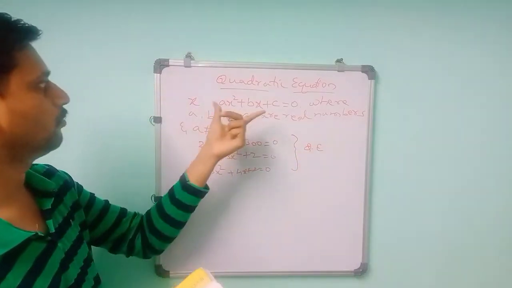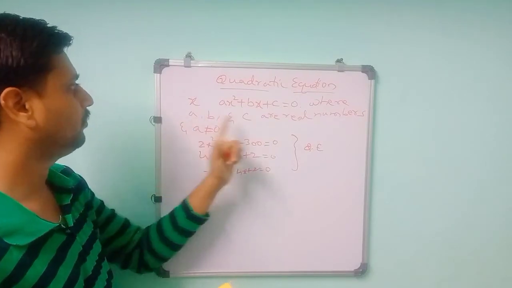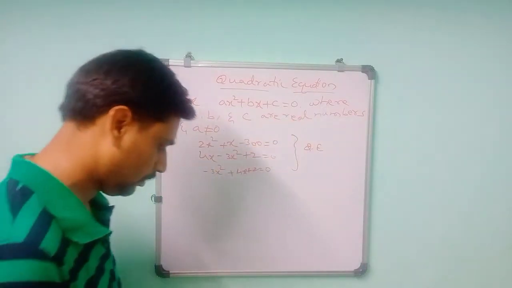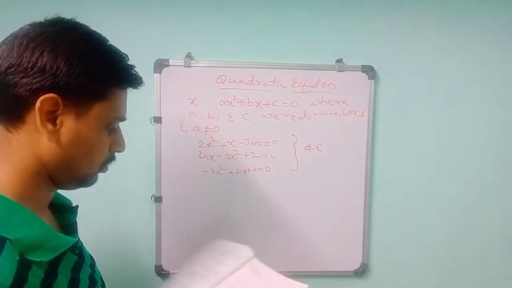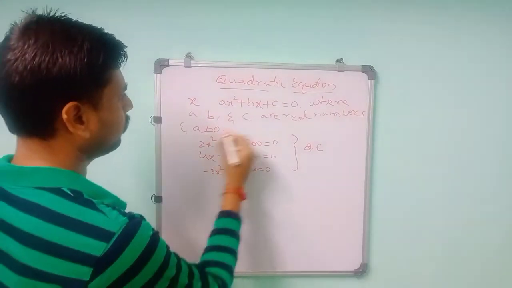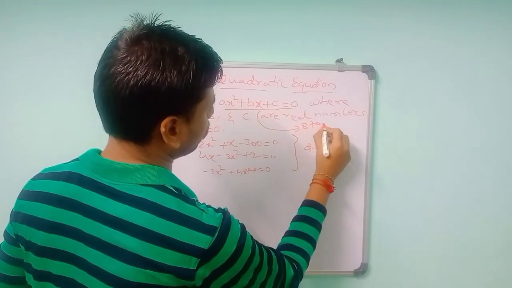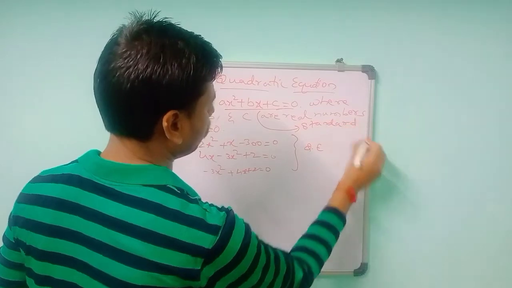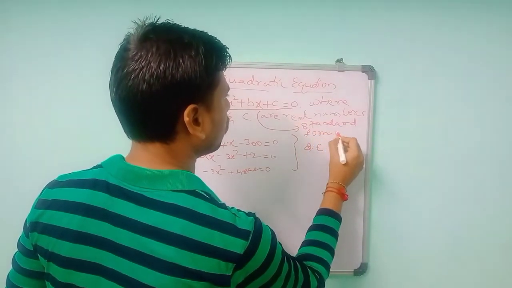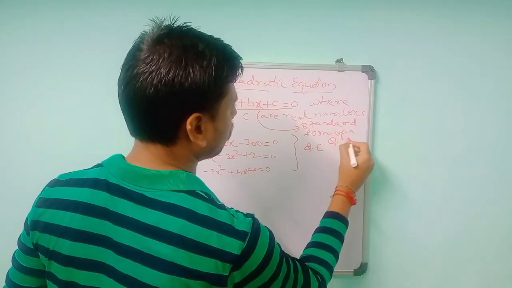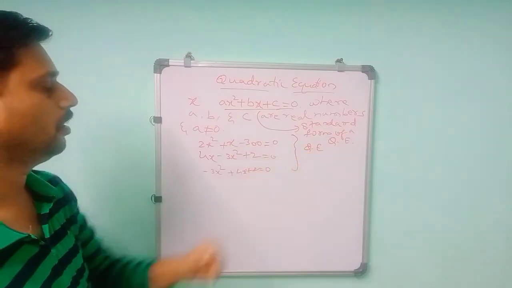So it is in the form ax square plus bx plus c, and a should not be equal to 0, and a, b, c are real numbers. This is called the standard form of a quadratic equation.